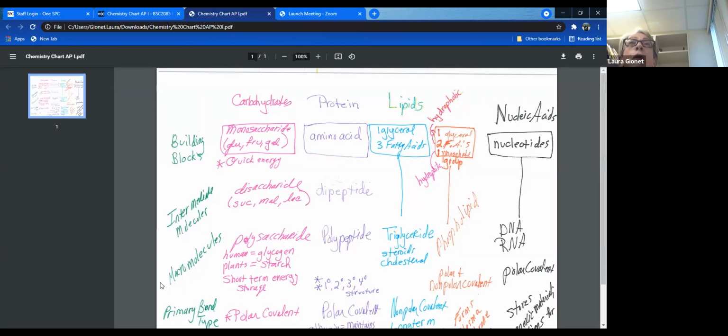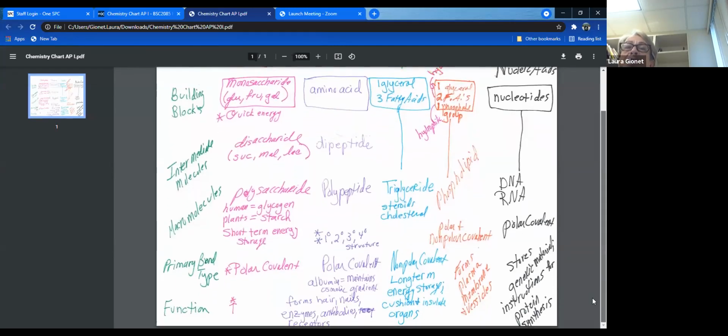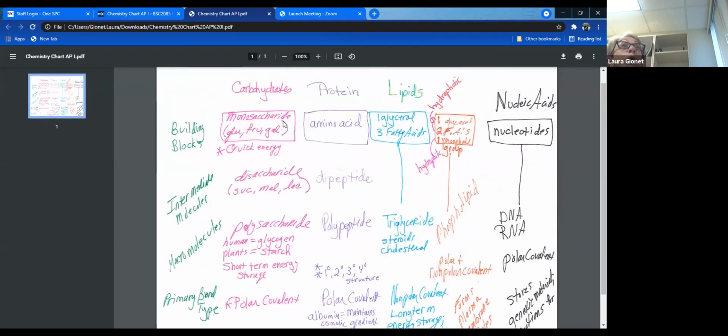Okay, and then on the vertical axis over to the left, we have building blocks all the way across, intermediate molecules, macromolecules, primary bond type, and then we write in some functions here and there. So what I do is I color code each family. Carbohydrates I had in this kind of fuchsia color. The building blocks of a carbohydrate are monosaccharides, and they're in a little block there: glucose, fructose, galactose, and you can write ribose in there if you want also. Functions as quick energy.